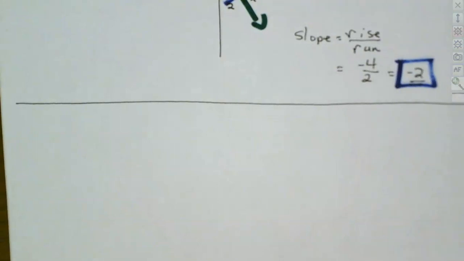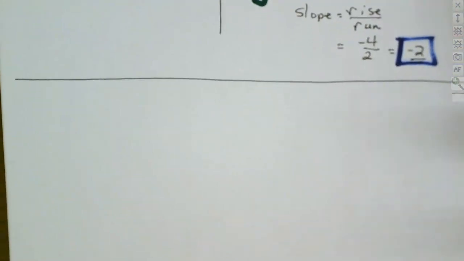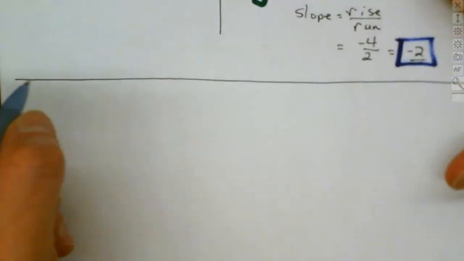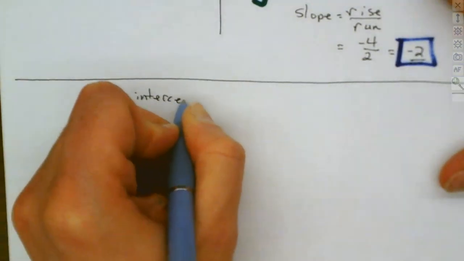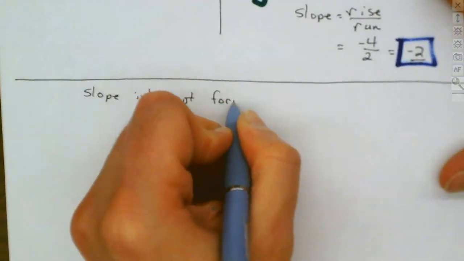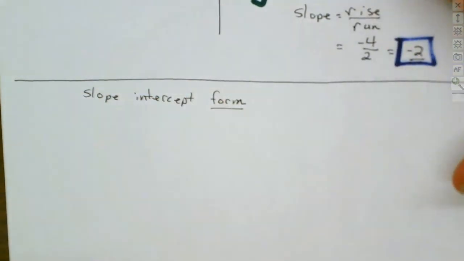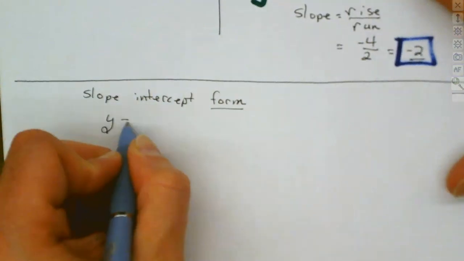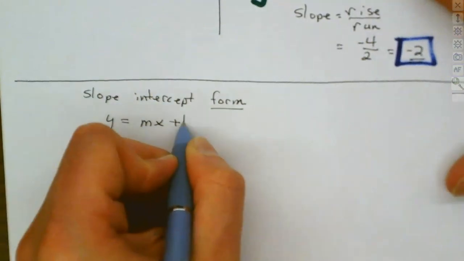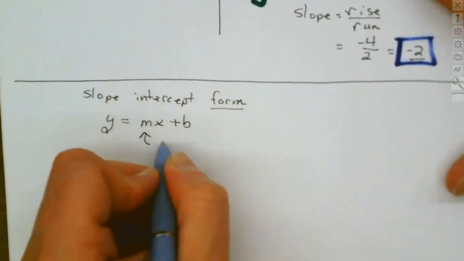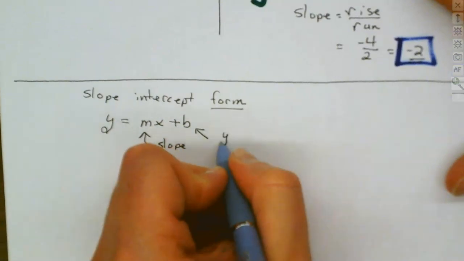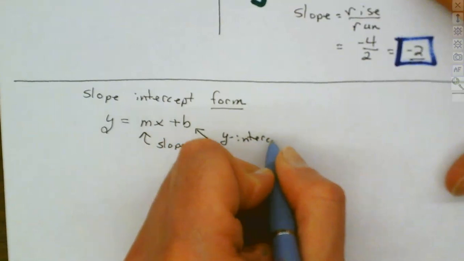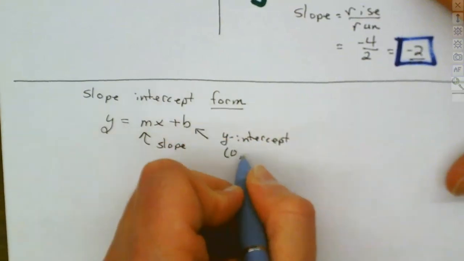Next, we're going to learn how to find the slope from an equation. And we have what is called slope-intercept form. And you probably have seen this before, but the slope-intercept form is y equals mx plus b. And the m, well, that is the slope. And the b is the y-intercept. As a point that's 0, b.